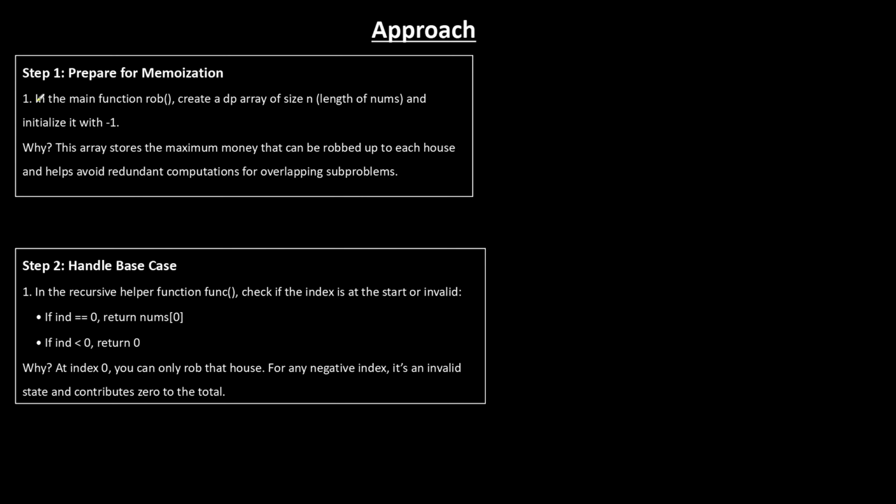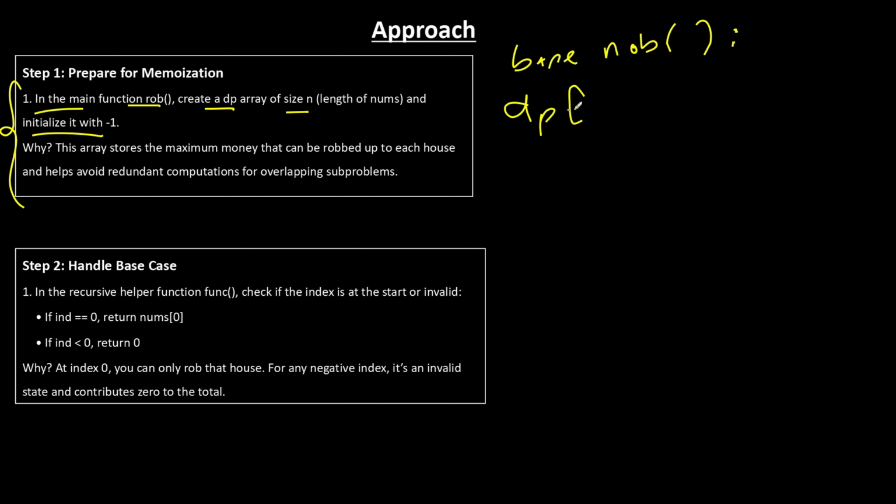Now, since we got the intuition of the problem, let's look into the approach of how we're going to solve it. It goes the simple way. In the main function which is given to us, which is named rob, we create a dp array of size n and initialize it with minus 1. It will be dp equals to minus 1 into n plus 1. Okay, one-based indexing. Why we do this?